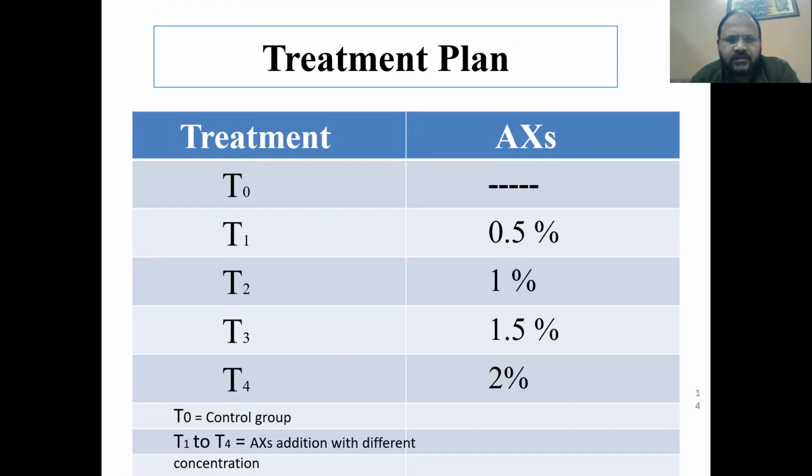It's a treatment plan. You can see here, T0 is a control treatment, no arabinoxylan added. T0 is, you can say, a whole wheat flour, and T1 is an addition of 0.5% arabinoxylan in straight grade flour, and in T2 1% arabinoxylan has been added, in T3 1.5%, and in T4 2% extracted arabinoxylan has been added in straight grade flour.